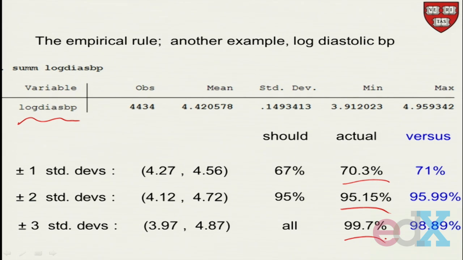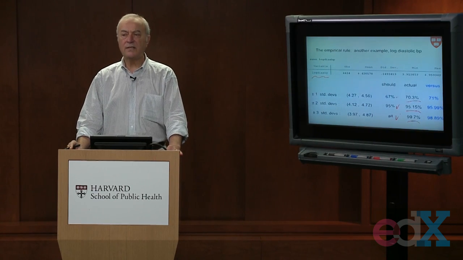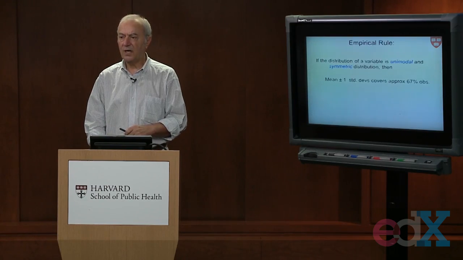It brought us down a little bit closer to the 67%, a little bit closer to the 95%, and a little bit closer to the all by taking the logarithm, but not that much. So actually, this empirical rule is robust. That's also an empirical statement: in general, you'll find that it's robust to this assumption of symmetry and unimodality. So unless you're radically off, this is not a bad rule to abide by.